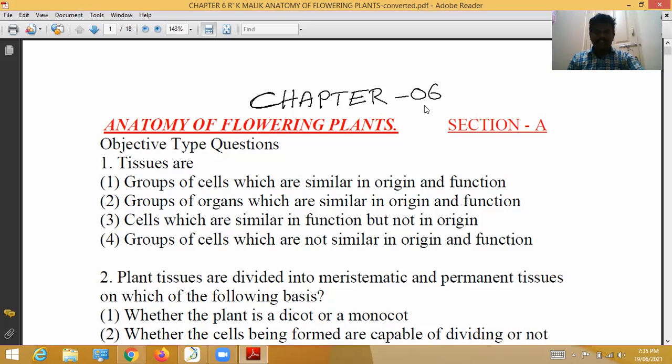So the NCERT biology textbook, whatever syllabus they have given, that syllabus you must read line to line. Then only you can answer the bits for this chapter correctly.